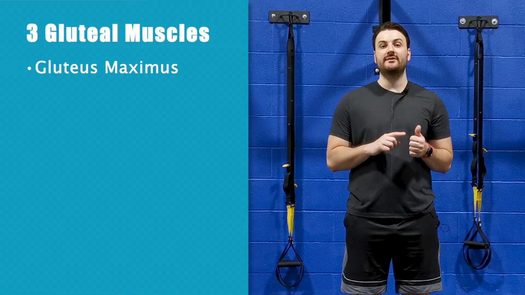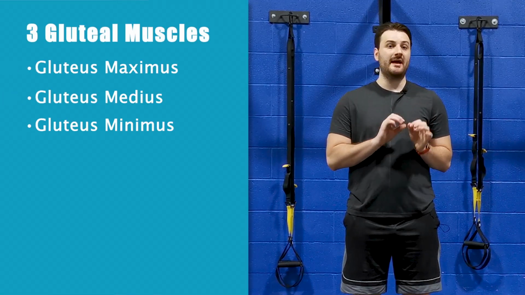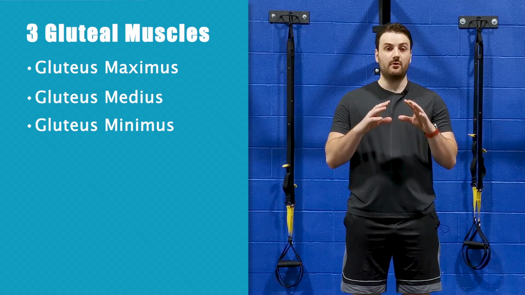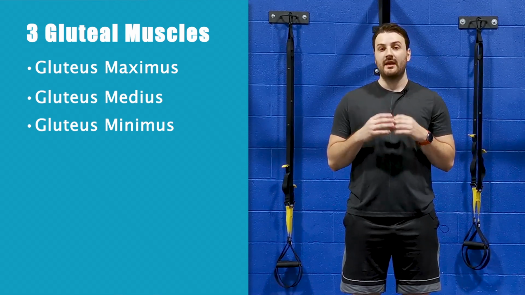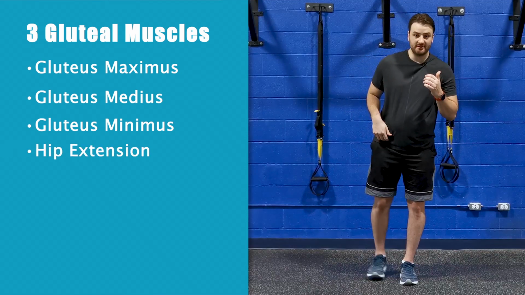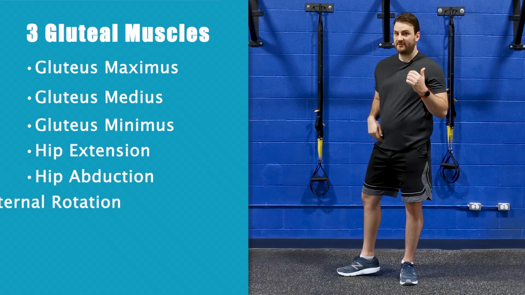Today we're going to be talking about how weak glutes can affect low back pain. When it comes to weak glutes and low back pain, we need to understand the function of the glutes. So we have three gluteal muscles: glute max, glute medius, glute minimus. Glute max making up 2/3 of the whole gluteal complex. And they're responsible for hip extension, hip abduction, and hip external rotation.